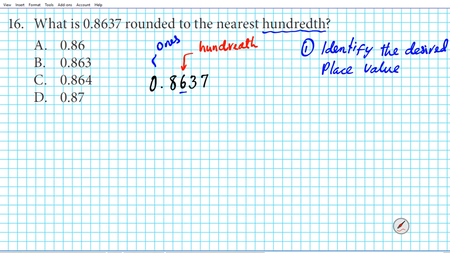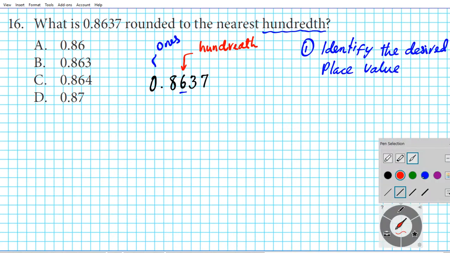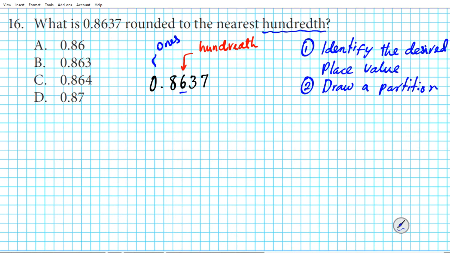Now, after you identify the place value, you're going to draw a partition. What the partition helps you to do is it helps you focus your attention on where you're rounding to. So this would be our partition right here. So draw a partition behind the place value digit. Alright? Now after doing this, we're rounding to this place.